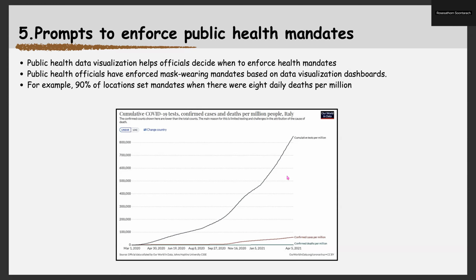So this shows the cumulative COVID-19 tests, confirmed cases, and deaths per million people in Italy. So they needed to make a rule for mask wearing.